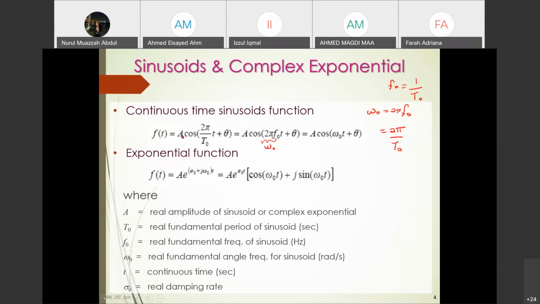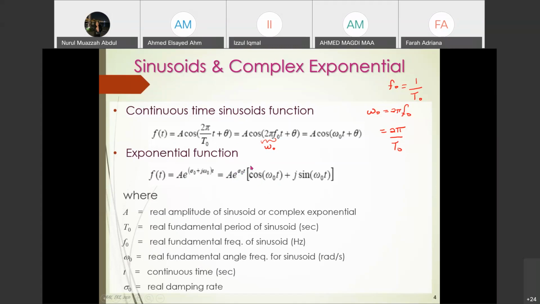The same sinusoid function here can also be represented in terms of exponential function. When we write it in exponential function, we write A, the same amplitude, exponent sigma naught plus j omega naught t. Sigma naught is a real damping rate. What is a real damping rate? Later I will show you. It is also equivalent to A e to the sigma naught t, cos omega naught t plus j sine omega naught t. This is the trigonometric relation.